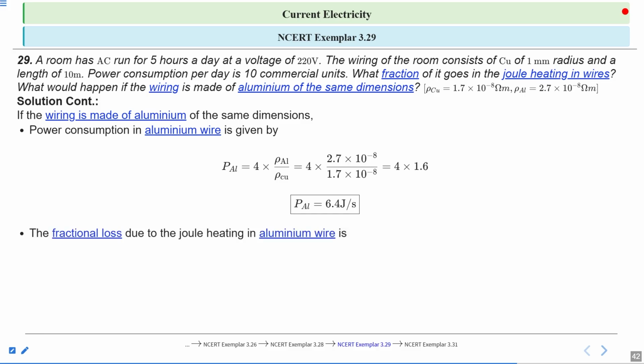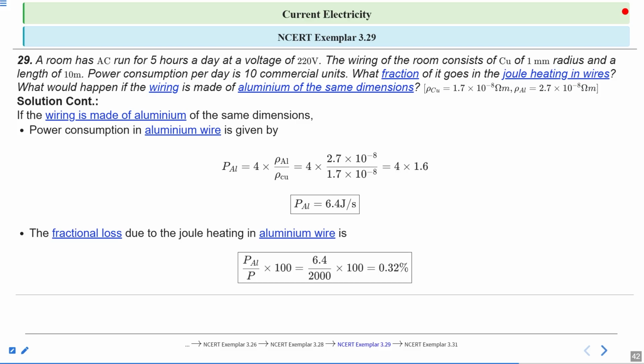So fractional loss due to joule heating in the aluminium wire will be P_Al upon P into 100, 6.4 upon 2000 into 100. That is 0.32% of power lost in joule heating in the wires. Means due to heat, that fraction of power is lost.